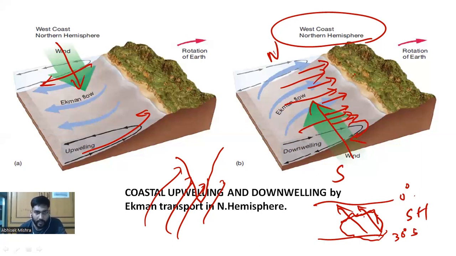You can practice by your own. Okay, in the southern hemisphere, Ekman transport is towards the left. So what will happen in the western coast? What will happen in the eastern coast of Australia? Or any southern continent, what will happen? Whether there will be upwelling or downwelling?